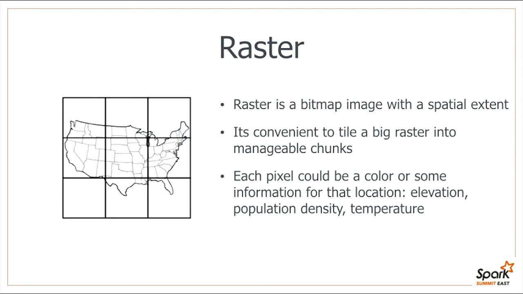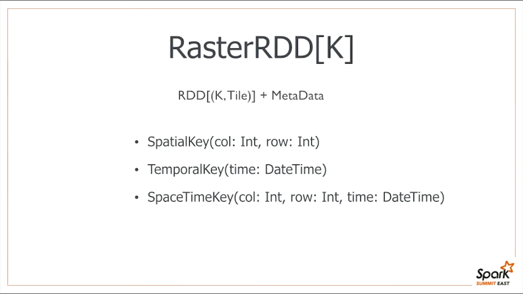As rasters get pretty big, it's pretty convenient to tile them out. So a tiled-out collection of tiles that has some indexing, some sort of tiling scheme, and some metadata pretty much describes what we want to have for a distributed raster. So we've wrapped an RDD of K and tile and added the metadata, and that's our base data type. We're pretty flexible about what the key is. Obvious choices are spatial, where you just have the column and the row. If there's time, of course, it can be spatiotemporal. That's a big word. Anyway, so what can we do with this collection of tiles?